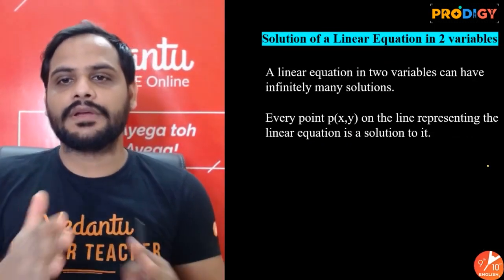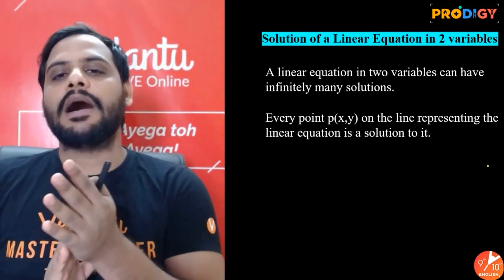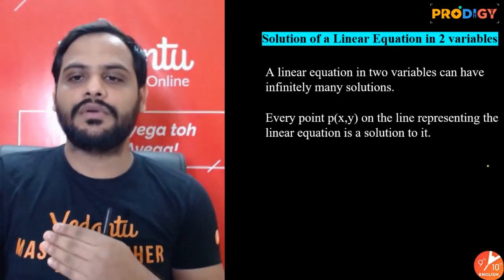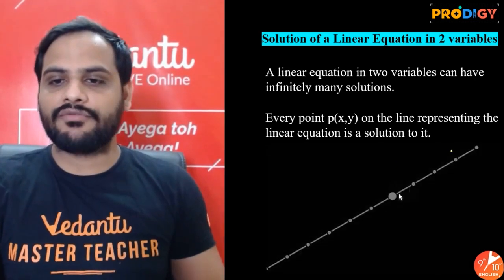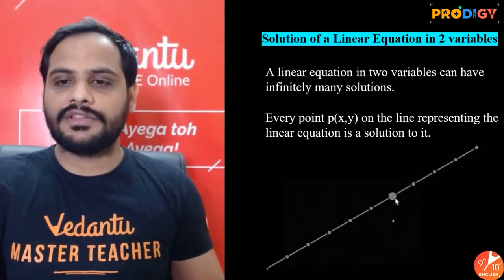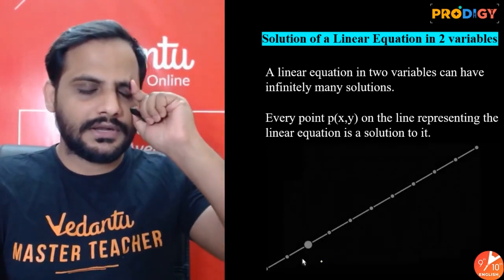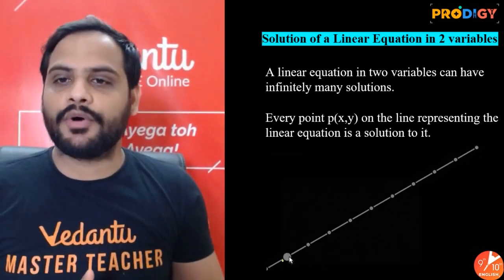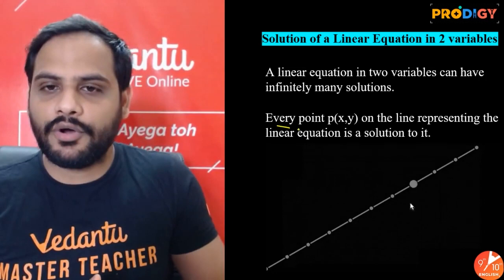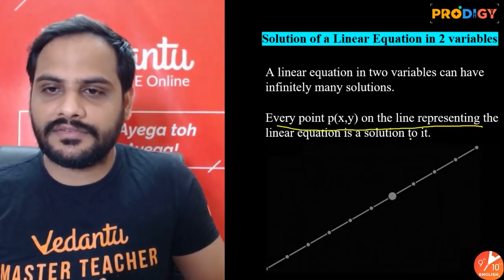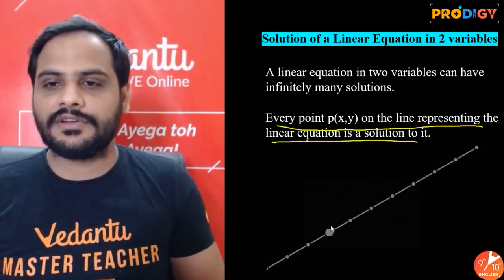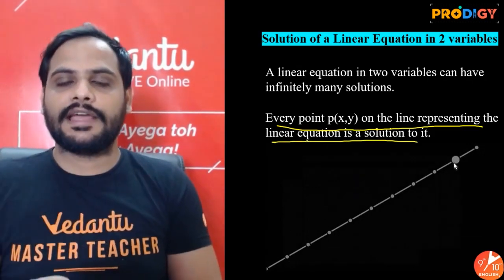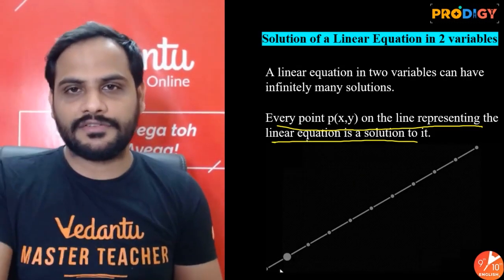Now beta, we will be learning about the pair. So I have told you every point on this line represents a solution. It is the most important thing to remember right now. Every point on the line of an equation represents a solution.